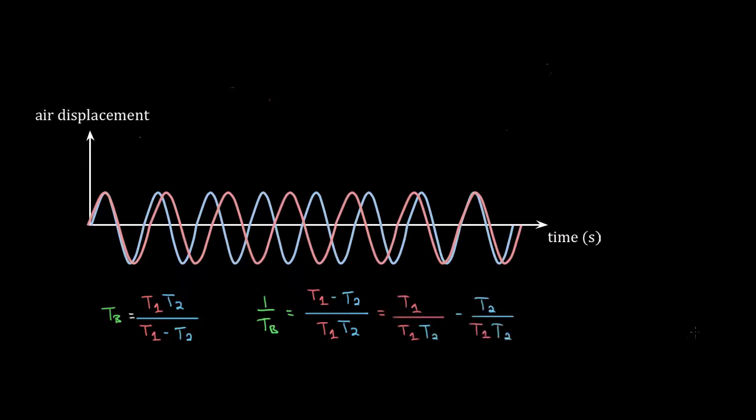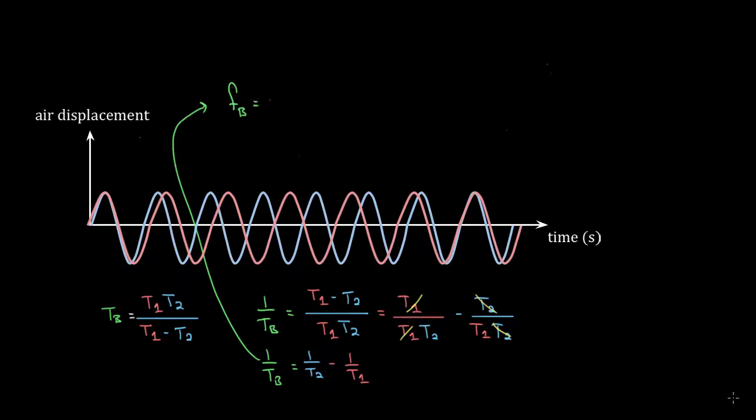And now something magical happens. The t1s here cancel, and the t2s over here cancel, and I get that 1 over the beat period is going to be equal to 1 over the period of the second wave minus 1 over the period of the first wave. But look at this, 1 over the beat period. What's 1 over the beat period? That's just the beat frequency.